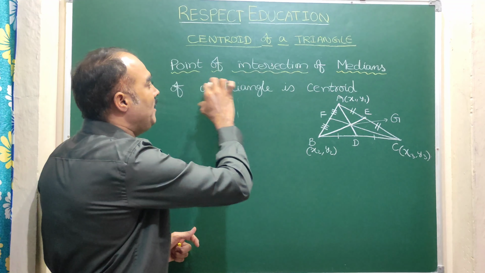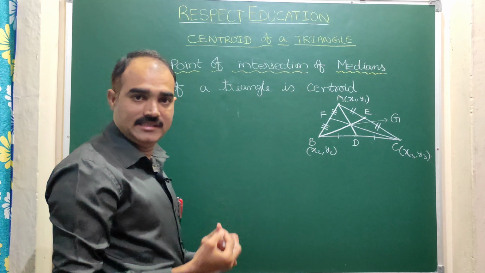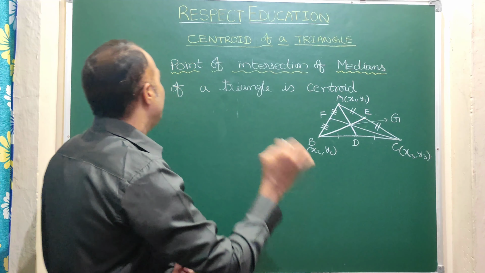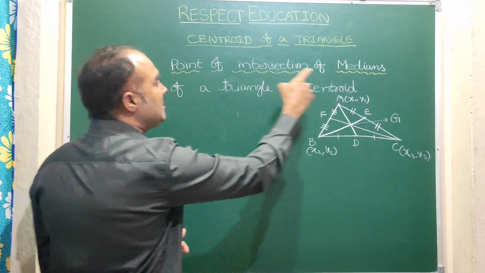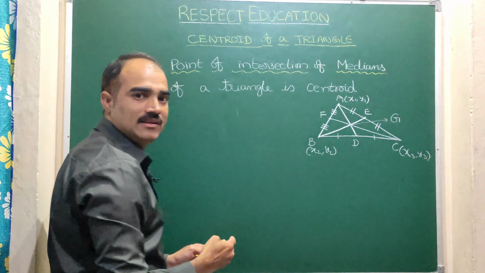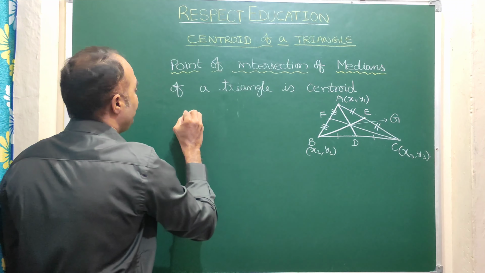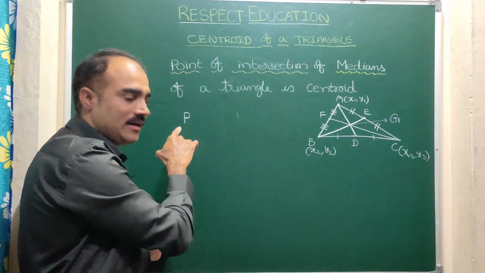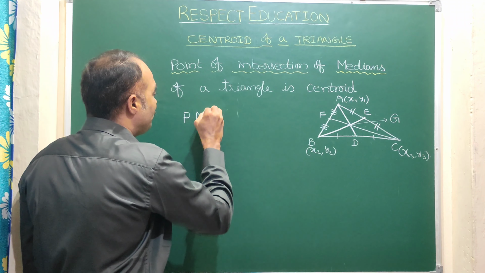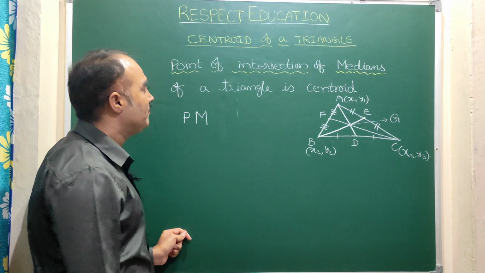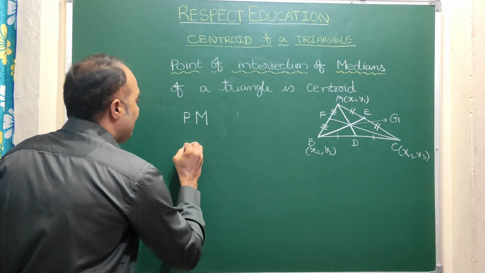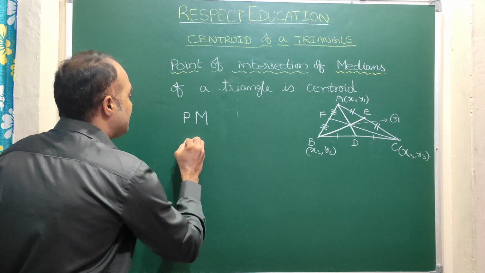Now here, in order to make this concept catchy, I would like to convert this one into a funny concept. Let us see what that is. Here, simple, I am picking up only the starting letters of point of intersection of medians. Here I am picking up P. P stands for point of intersection. Medians means M, right? Of a triangle is called centroid. Centroid, here to make it catchy, I am writing this as android.